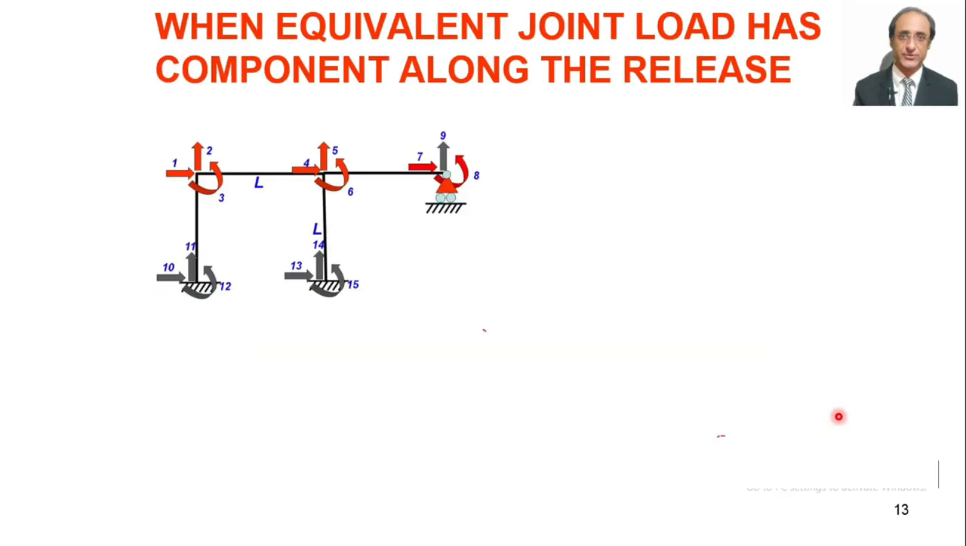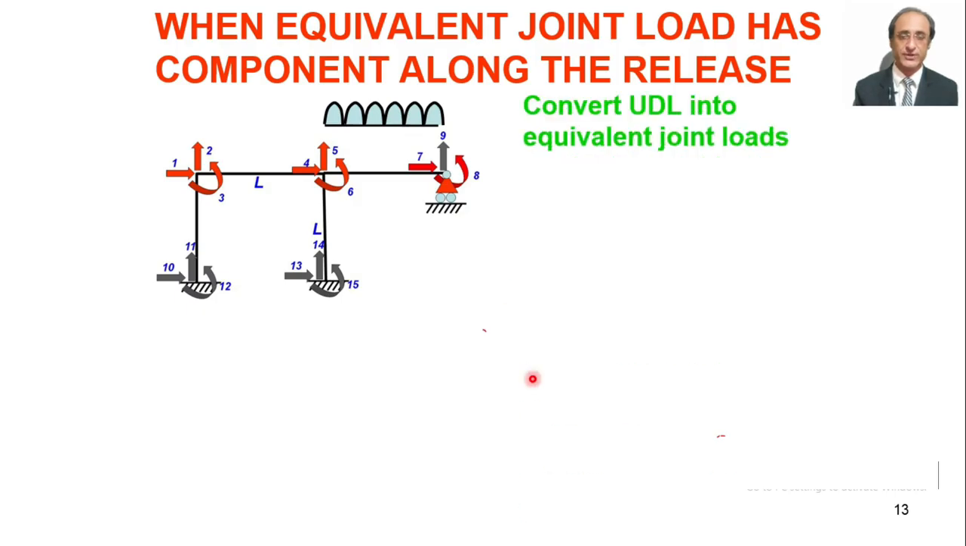Next, we deliberately bring the UDL on the same span which is housing the hinge. Now how do we tackle this kind of situation? Because now, if we convert into equivalent joint loads, then the equivalent joint loads would naturally come along the degrees of freedom associated with the hinge. So how do we incorporate that properly?